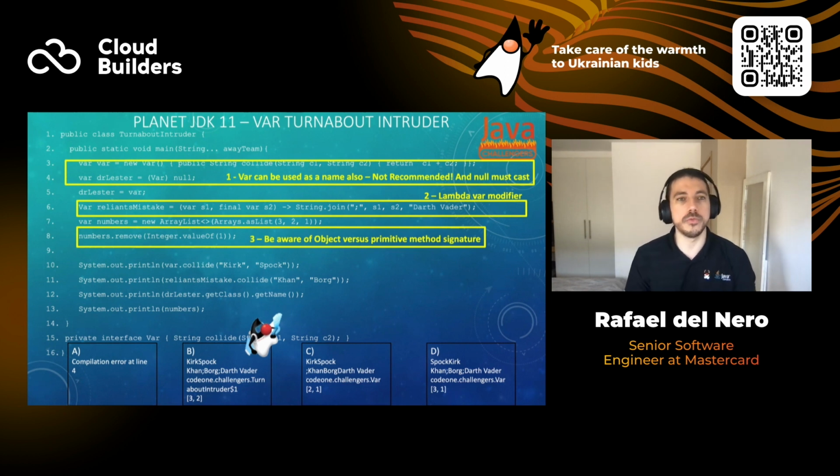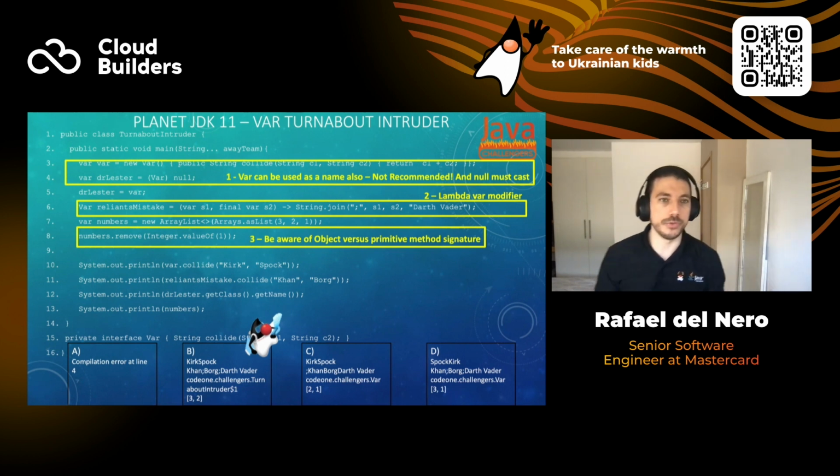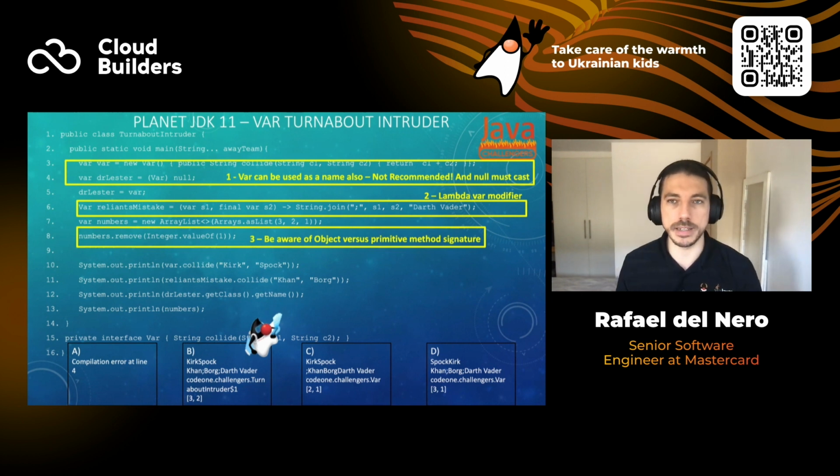And notice that if you want to pass null to a var, you have to cast it because, like I said, var has no type. It's just a way to infer a type. Null has no type. So if you want to pass null to a var, you have to cast it. It's kind of weird, but you need to do that. And it makes sense since it's a type inference.